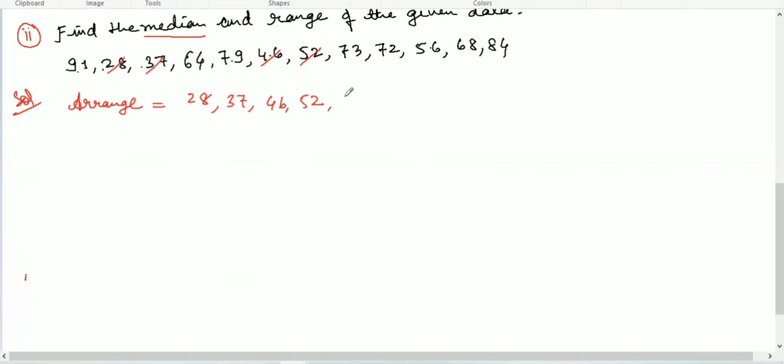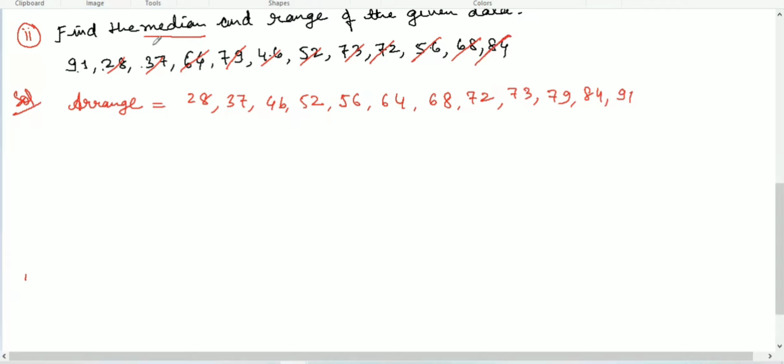Then we have 56, 64, then 68, 72, then 73, 79, and then 84 and 91.